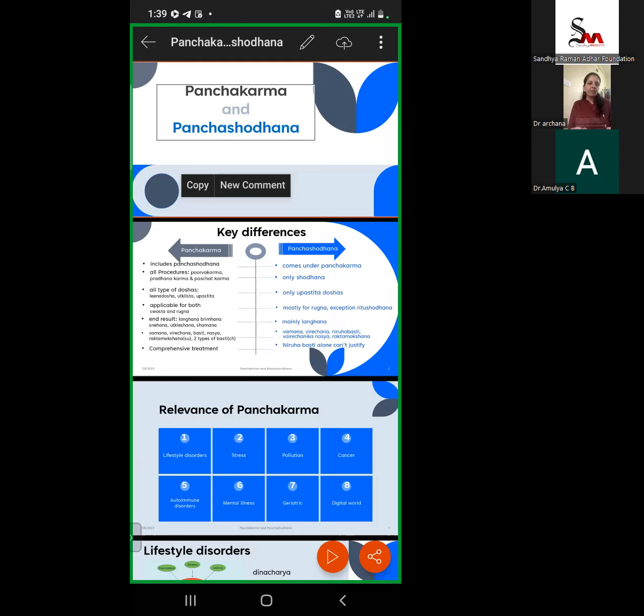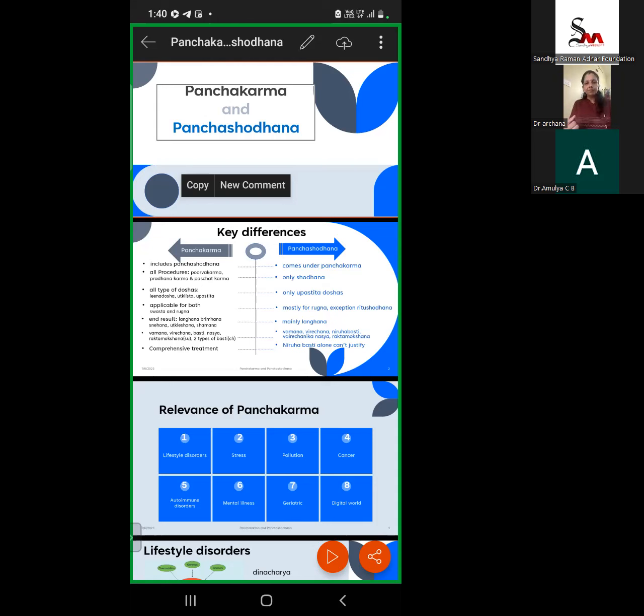The next point is that all procedures, Purva Karma, Pradhana Karma, Paschat Karma, etc., have been mentioned under Panchakarma. But in Panchashodhana, the Purva Karma, Pradhana Karma and Paschat Karma of only Shodhana procedures are included. Under Panchakarma, we treat all types of doshas: Lina dosha, Utklishta dosha, Upasthita dosha. But Panchashodhana is done only for doshas which are Upasthita in Koshta. We do Deepana, Pachana, etc., then bring the doshas from Shakha to Koshta, then do Panchashodhana.